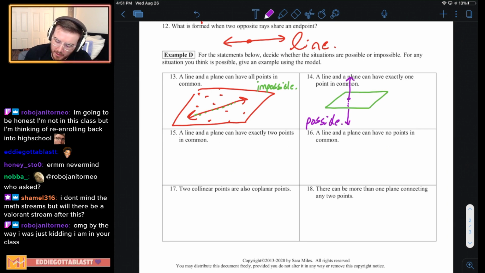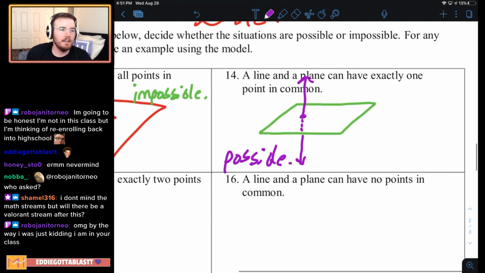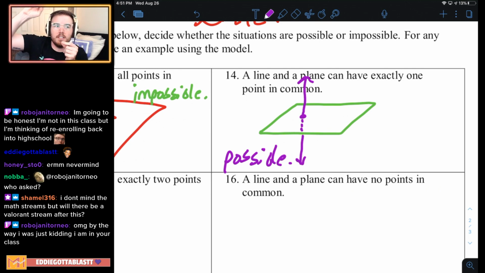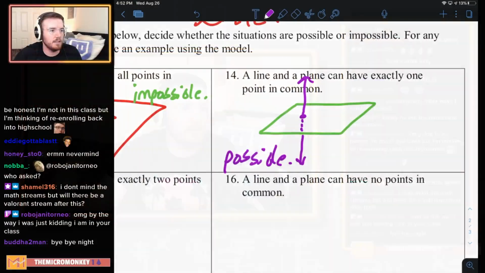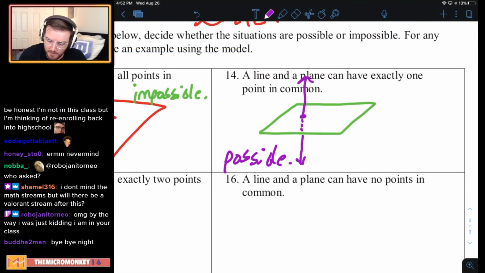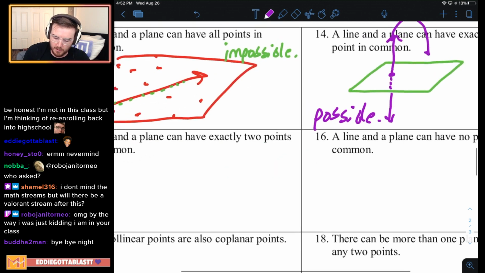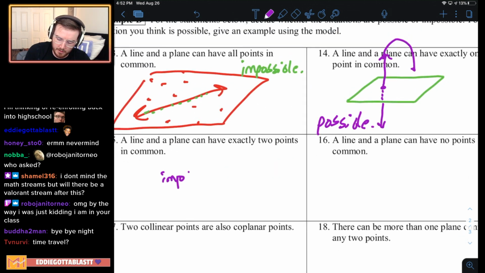Well, look at my drawing over here for number 14. That line can't physically wrap back around and then hit the plane again, right? It has to go straight through once, and that's it. It can't physically wrap itself back around because then that's not a line anymore. So this is impossible.